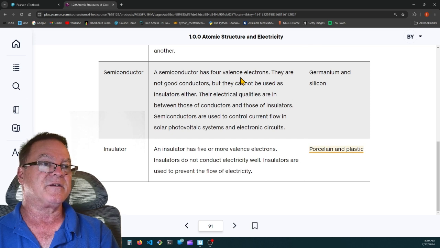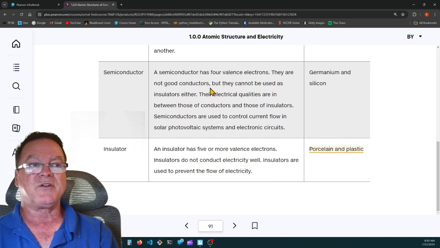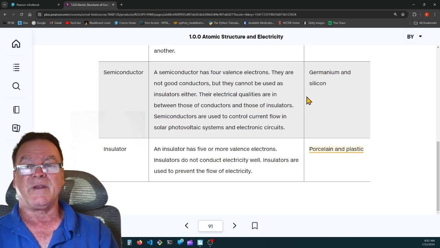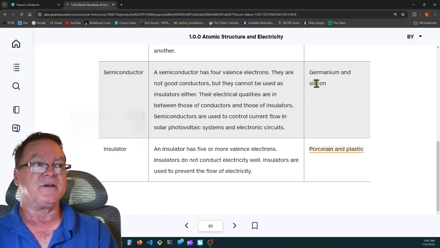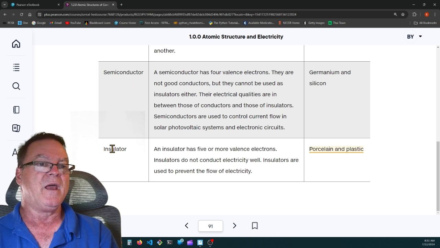Semiconductors, again, a semiconductor has 4 valence electrons. They're not good conductors, but they cannot be used as insulators either. Their electrical qualities are in between those of conductors and those of insulators. So that's why they call them semiconductors. Germanium and silicon are 2 examples of semiconductors.